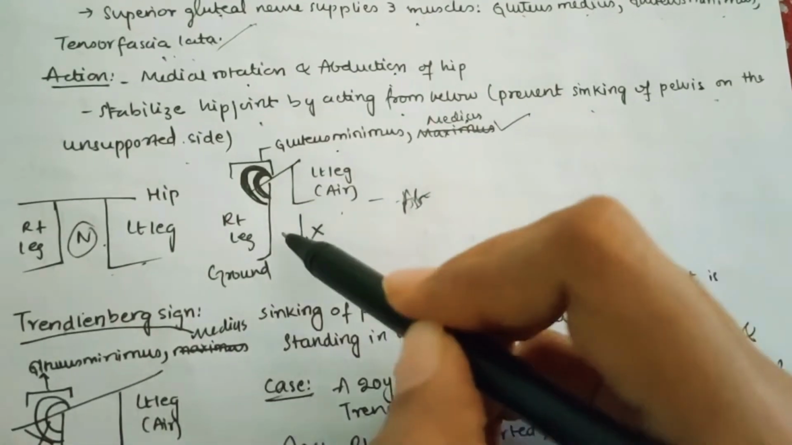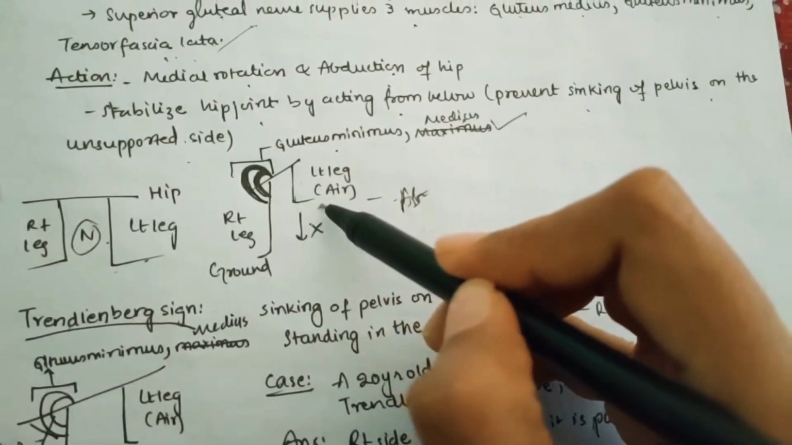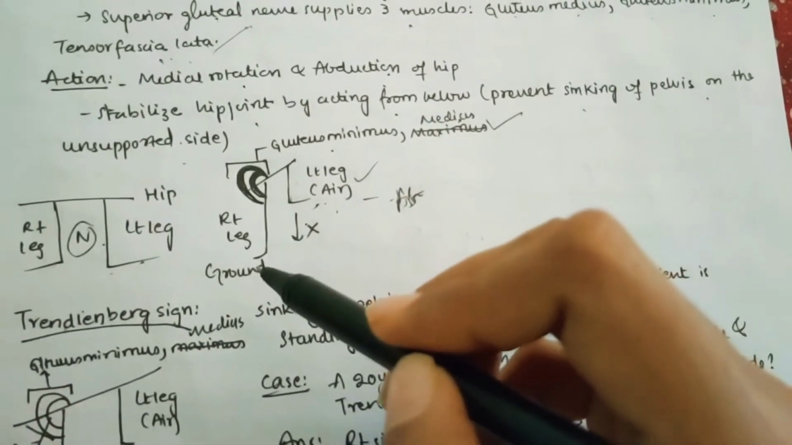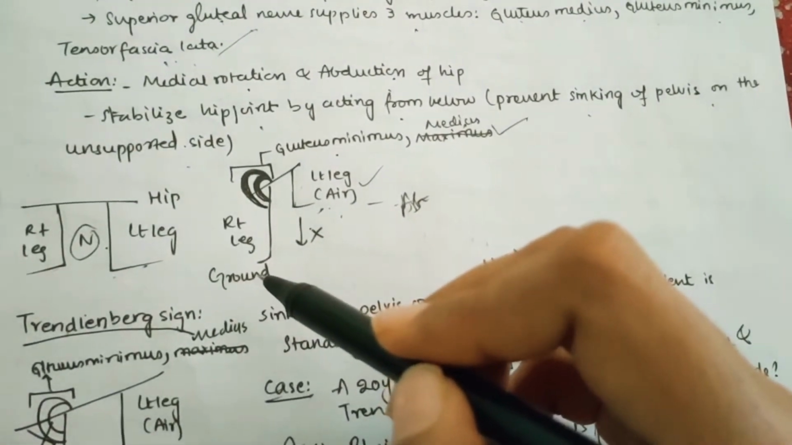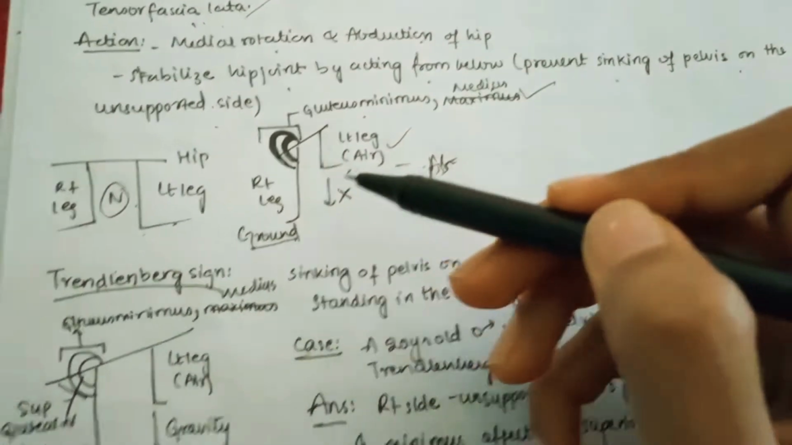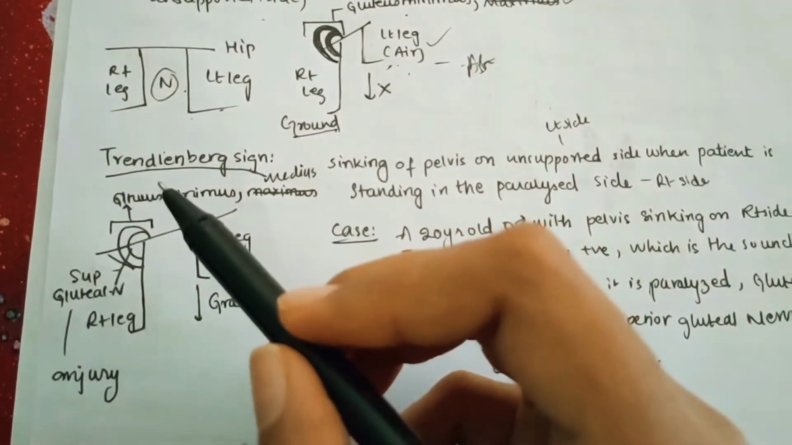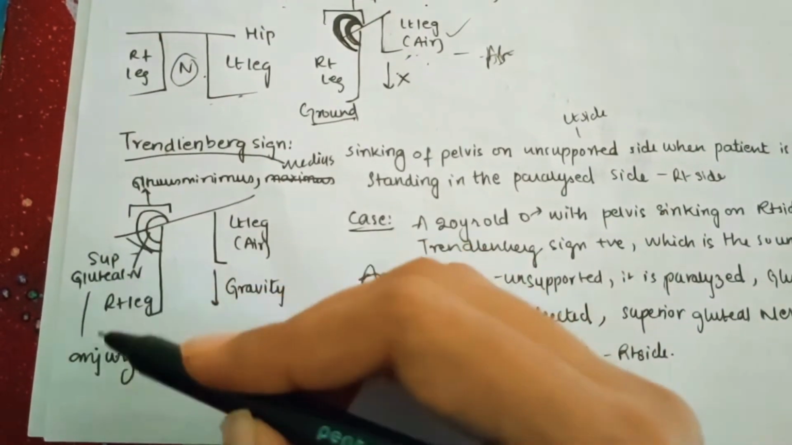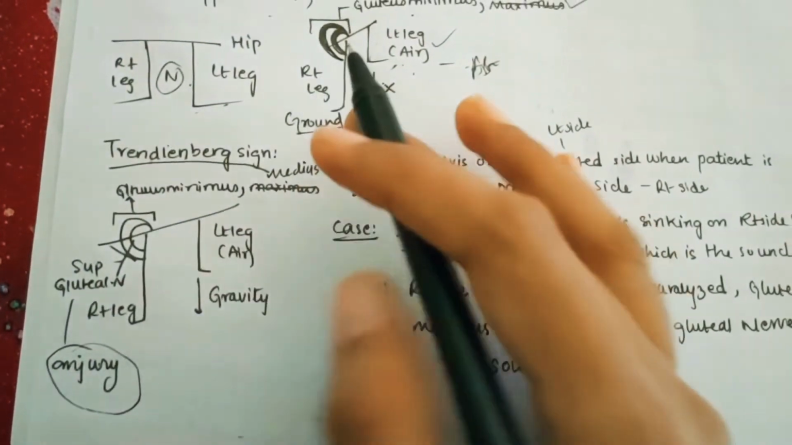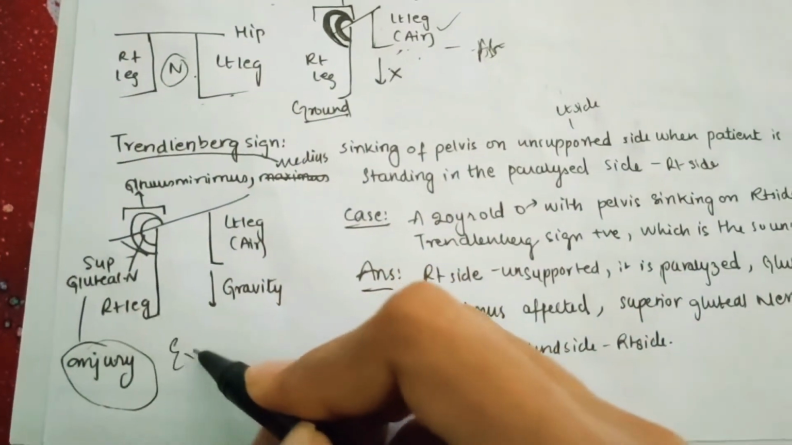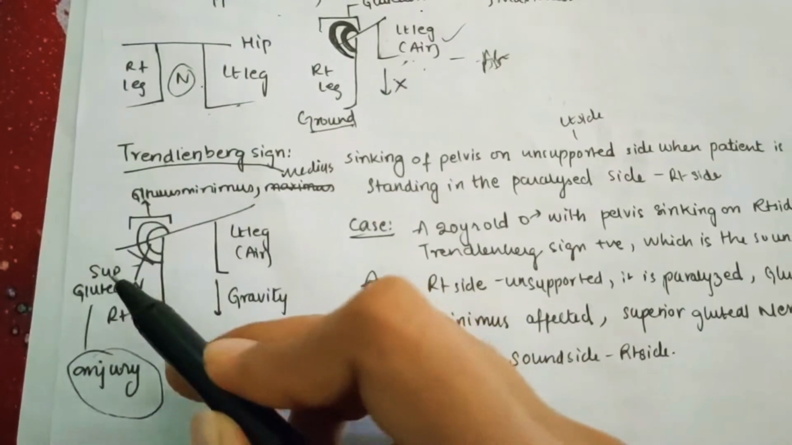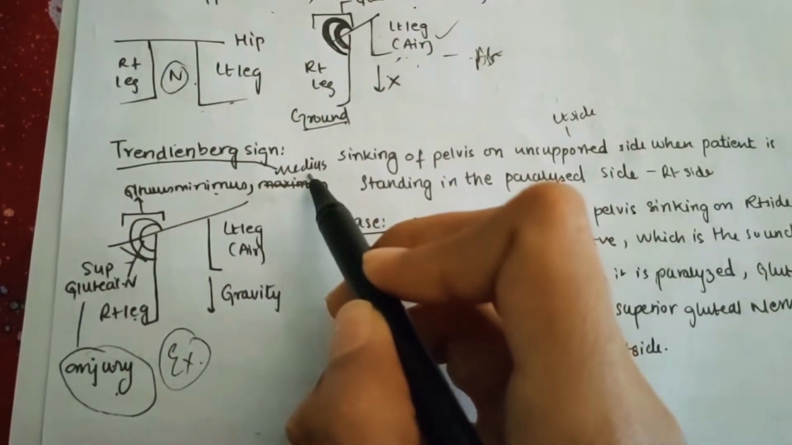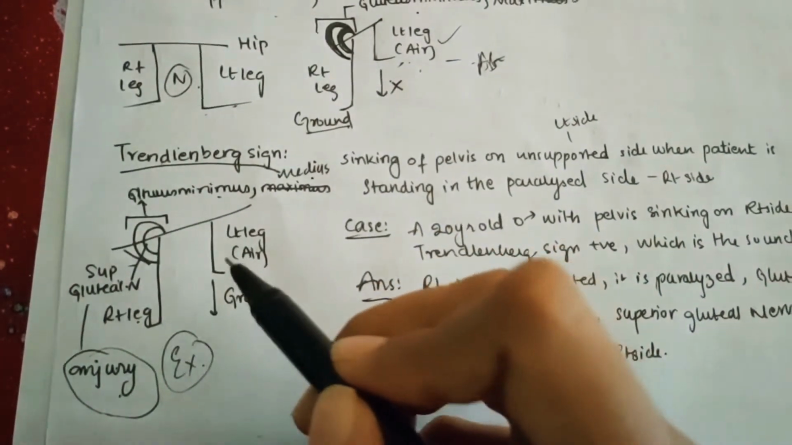But in this diagram you can see the gluteus medius and minimus are intact. Because of this, when you lift the left leg in the air, it will stay in the air and will not get pulled by gravity. And you can see the right leg is on the ground. So there is one sign called the Trendelenburg sign. In the Trendelenburg sign, the superior gluteal nerve is injured or affected. For example, here we took the example of the right leg. If the superior gluteal nerve is affected in the right leg, then the gluteus minimus and medius muscles will get paralysis.